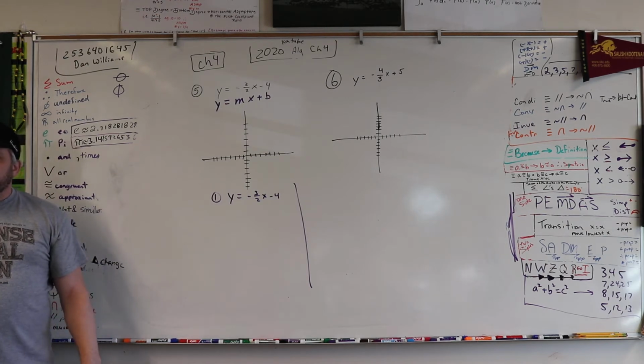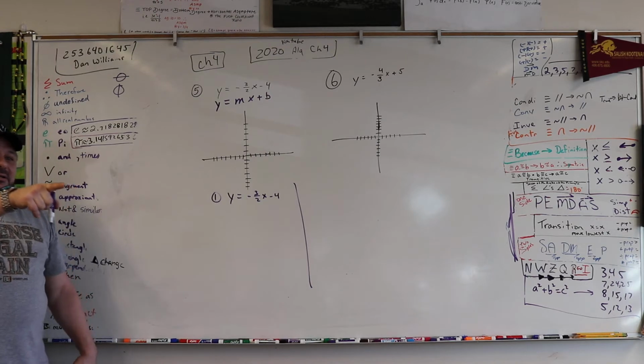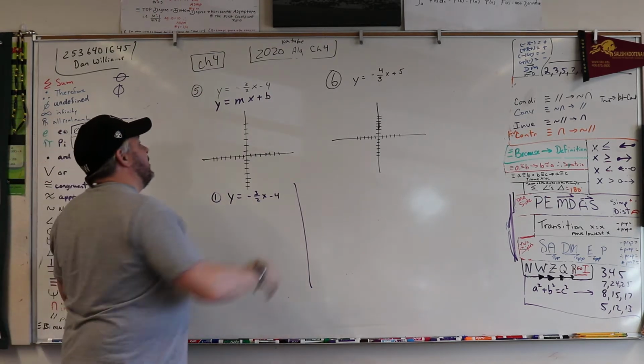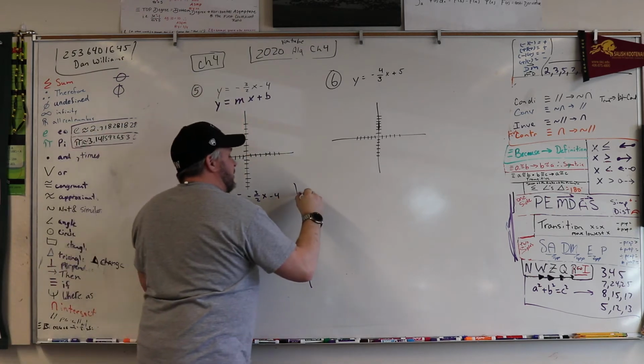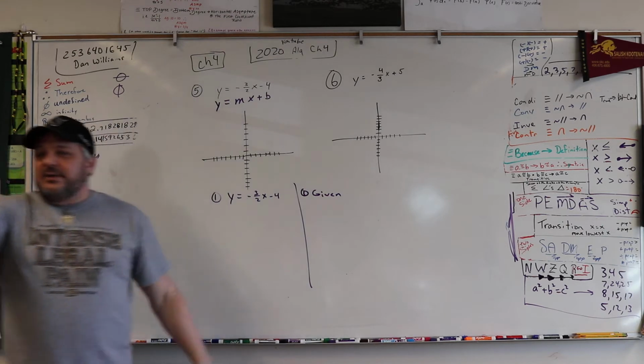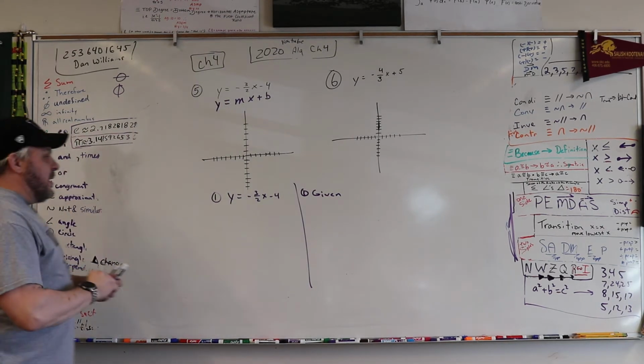Definition of y equals. That's the next step. What? Given. Who said given? There you go. Given. If they give it to you, it's given. So they gave us this equation, so that is given. Now the next step is definition of y equals mx plus b. Now how are we going to come up with it?